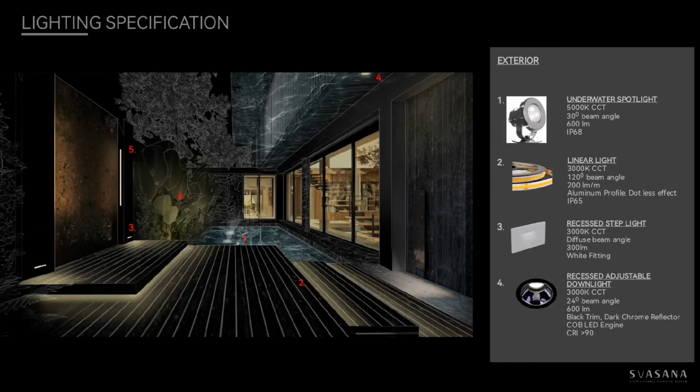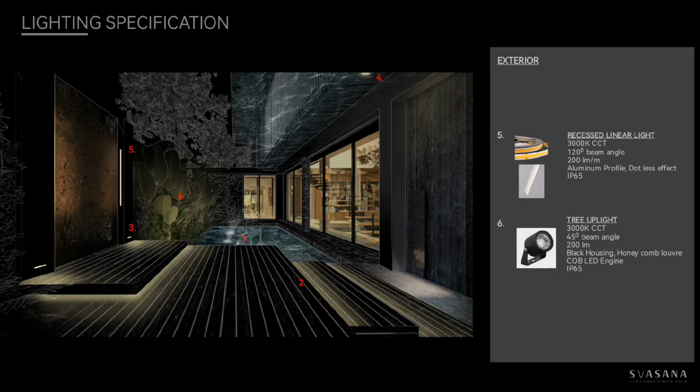Okay, when we come inside, in the reflective pool, we have this underwater spotlight. Number one, underwater spotlight from below to shoot to the facade. It's not so narrow a beam angle, to have more water effect from the facade. And then number two is the linear lighting for the steps, and then number three is the recessed step lighting, and number four is a downlight for the door.